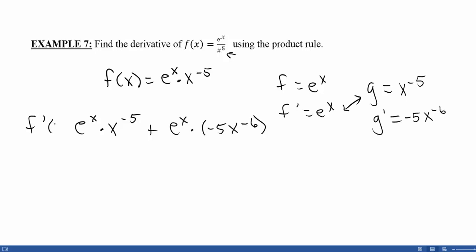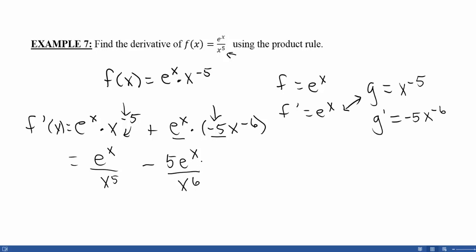So if we want to simplify our derivative a little bit, we can make some of those powers positive again by putting them back down in the denominator. So the first term I would probably simplify into e to the x over x to the positive 5. So I'd bring that term down by changing the power back to positive. The second term here, notice that I have a negative 5. I'm going to pull that to the front. So that's going to be minus 5e to the x. So there's my 5, there's my e to the x. And now my x to the negative 6, I'm going to put that down in the denominator and make it x to the positive 6.